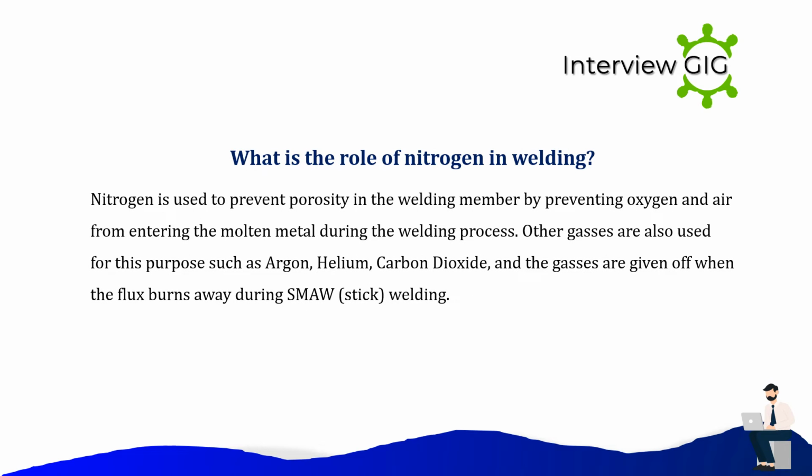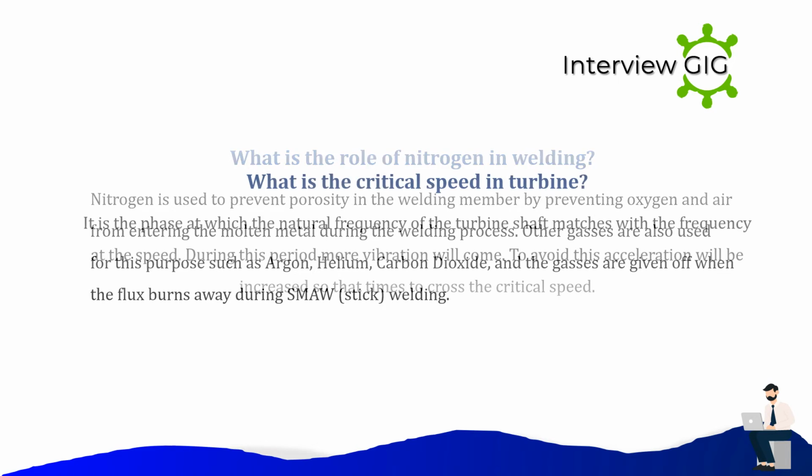What is the role of nitrogen in welding? Nitrogen is used to prevent porosity in the welding member by preventing oxygen and air from entering the molten metal during the welding process. Other gases are also used for this purpose, such as argon, helium, carbon dioxide, and the gases given off when the flux burns away during SMAW, stick welding.